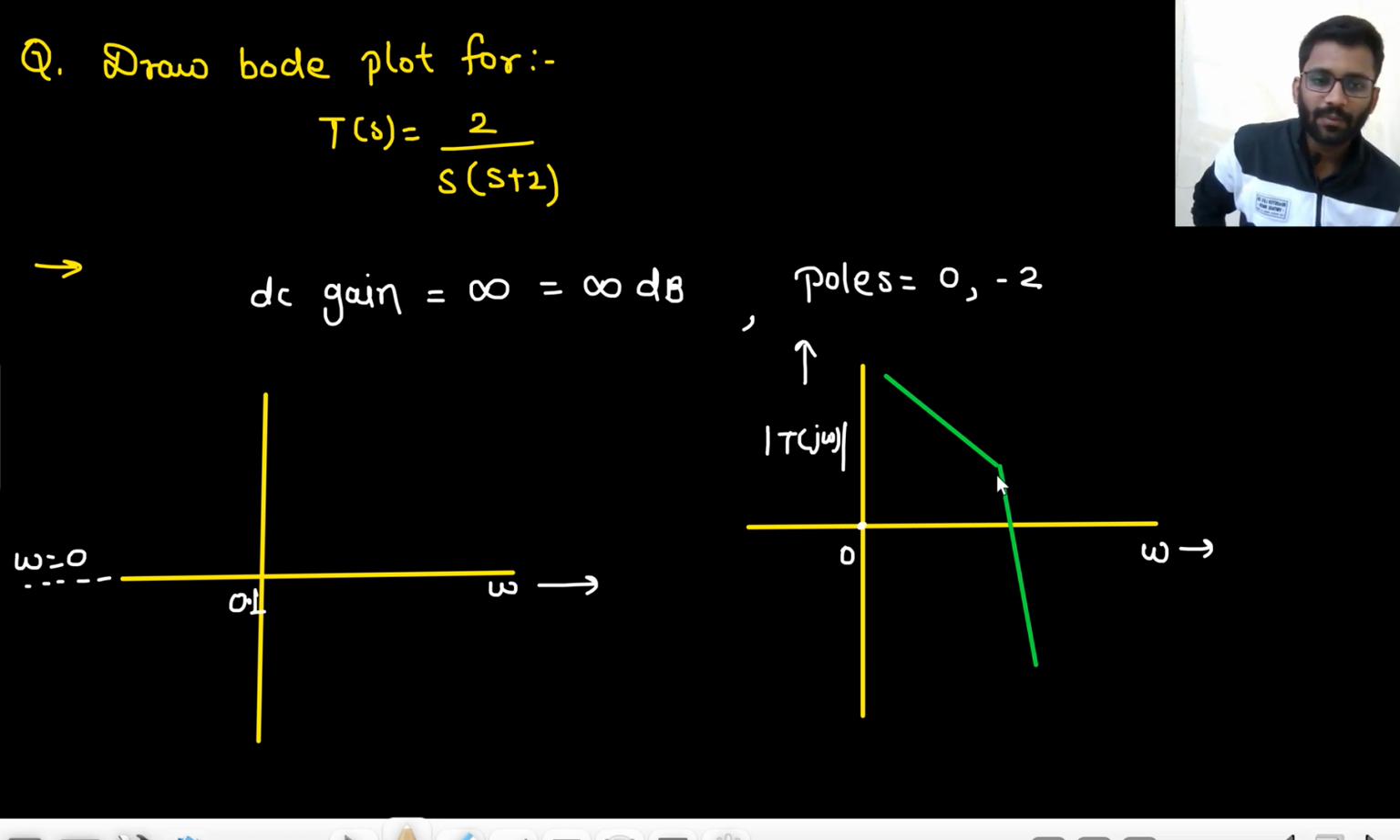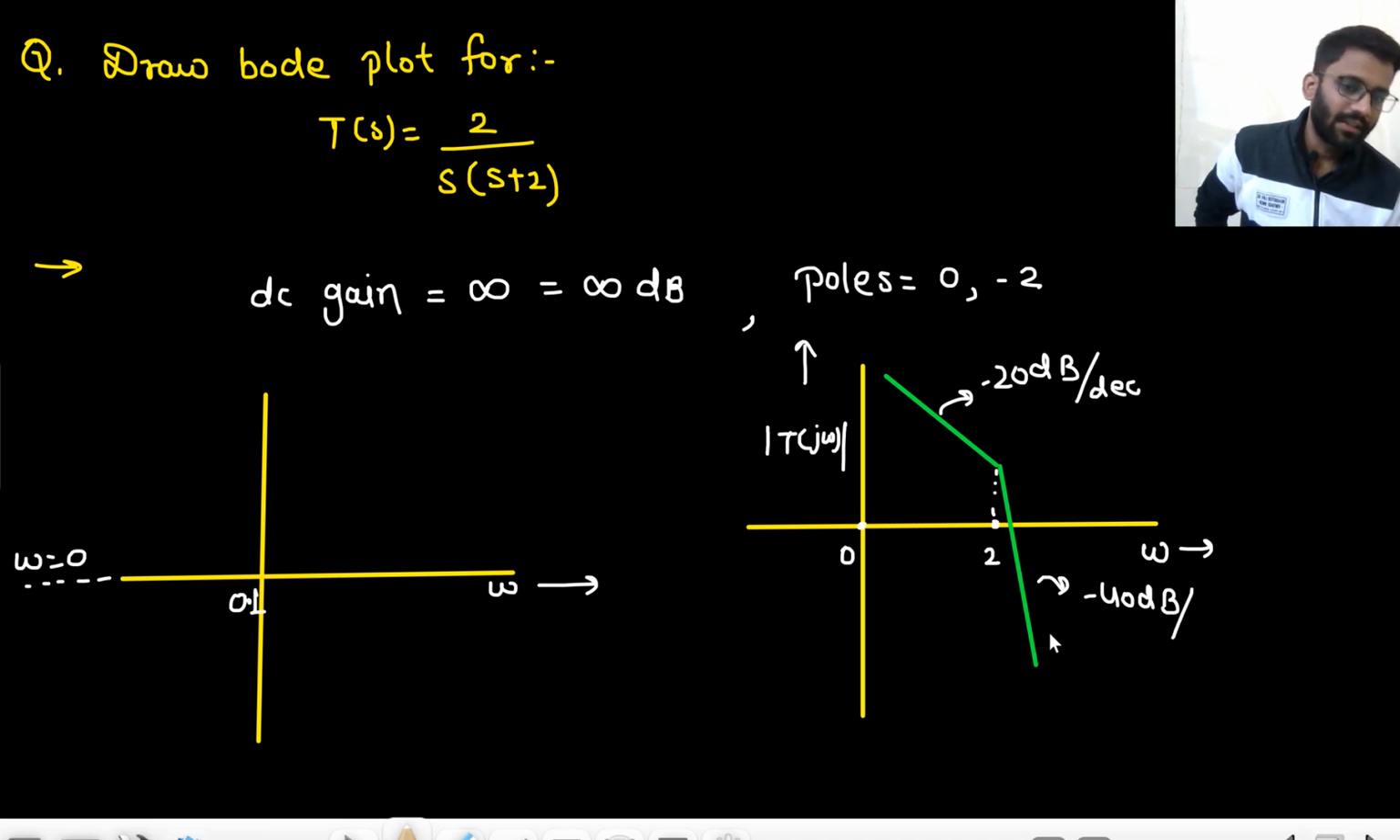Okay, so this was the point 2. This slope was, initially I was having minus 20 dB per decade because I was having a pole at 0, and then I was having minus 40 dB per decade because this was continuing and one more came.